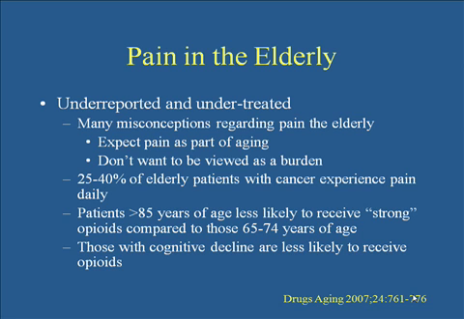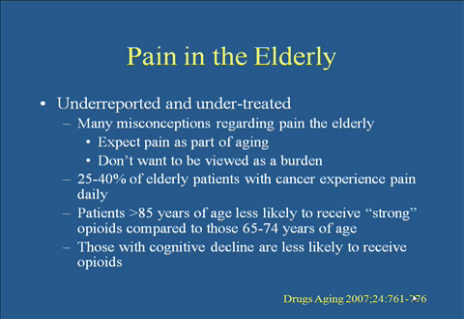Estimated that 25 to 40% of elderly people with cancer experience pain daily, and that's been out there in the literature. Part of that, though, keep in mind, is when they experience the pain, is it tolerable pain, or is this type of pain that is causing problems with things like activities of daily living? Patients greater than 85 years of age are less likely to receive quote-unquote strong opioids compared to those who are 65 to 74 years of age.